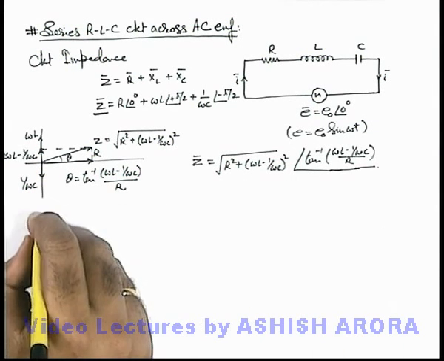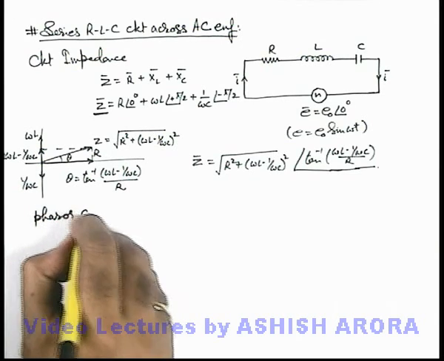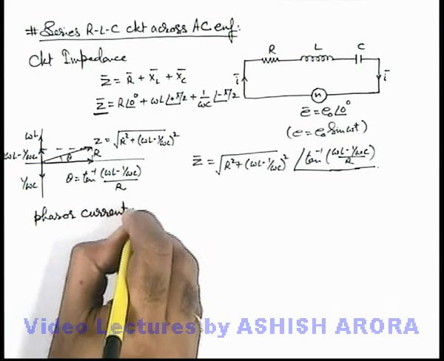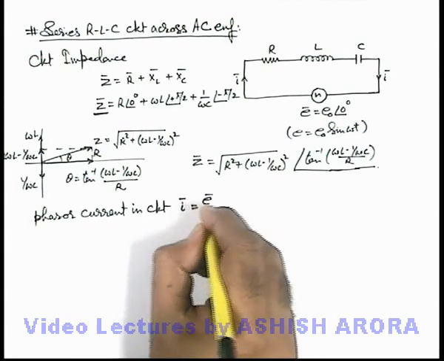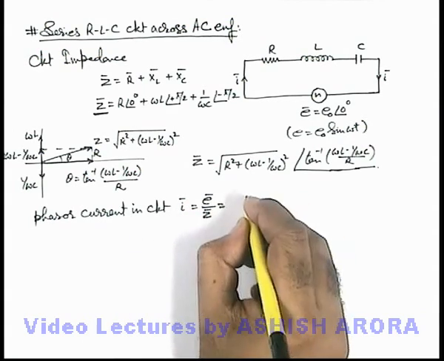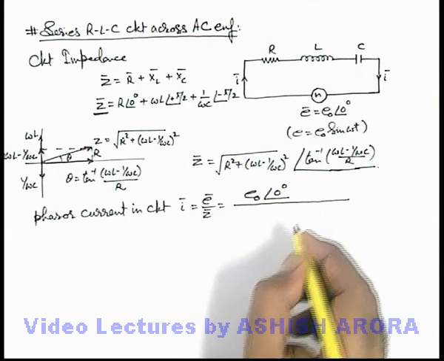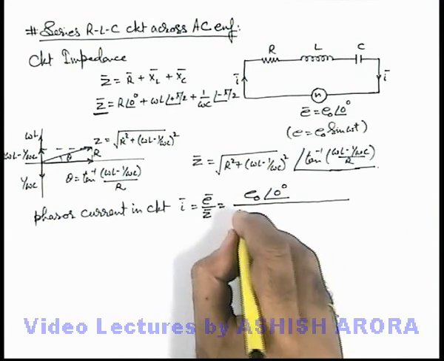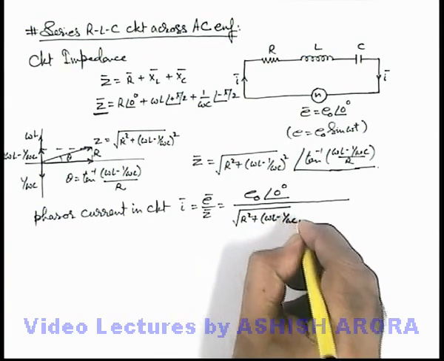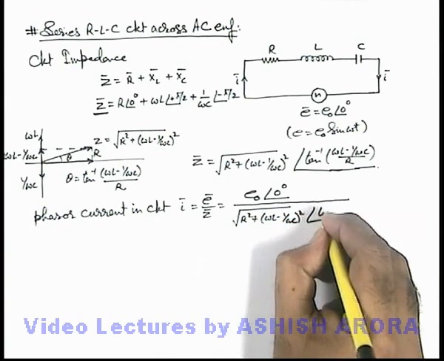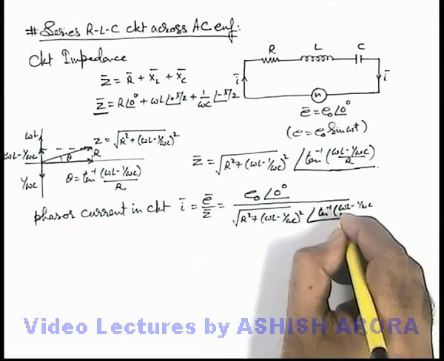And now we can apply Ohm's law for calculation of phasor current in the circuit. Here the phasor current in the circuit can be given as EMF phasor by Z phasor. We substitute it as E0 angle 0 degree divided by the impedance phasor, which is root of R square plus omega L minus 1 by omega C whole square angle tan inverse of omega L minus 1 by omega C upon R.